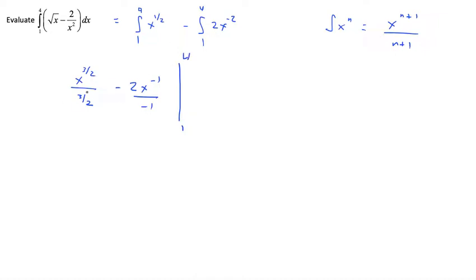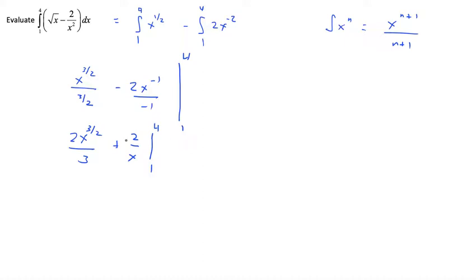Okay, so let's rewrite this a little bit differently. Remember, dividing by 3 over 2 is the same as multiplying by 2/3. So I can rewrite this as 2x to the 3/2 over 3. Here, the plus minus minus cancels out to get a plus. X to the negative first, that's 2 over x. So I'm going to evaluate this from 1 to 4.